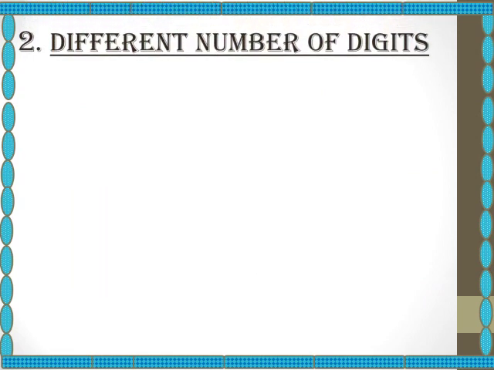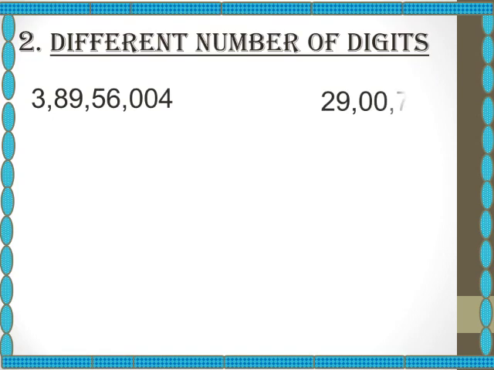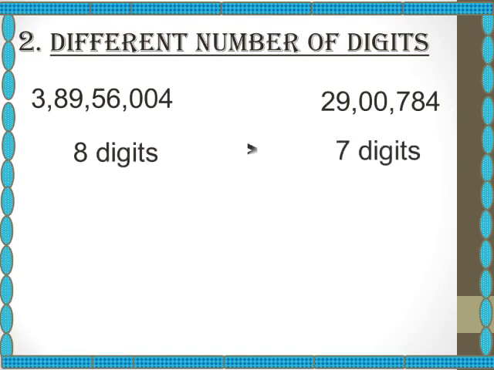Second one is different number of digits. Okay, read this number: 3,89,56,004. The other one is 29,784. So here, how many digits are there in the first number? 8. How many digits are there in the other number? 7. So obviously the first number is greater than the second number. Okay, now we will go on to the next number.